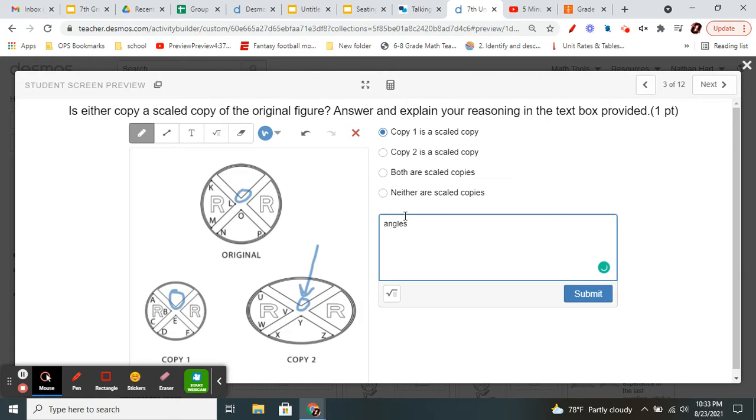Angles stay the same. Segments increase or decrease. Okay.